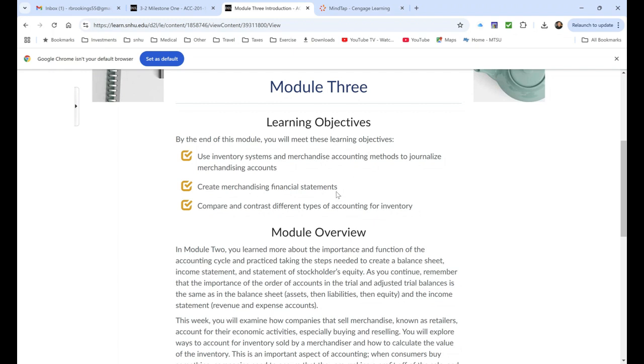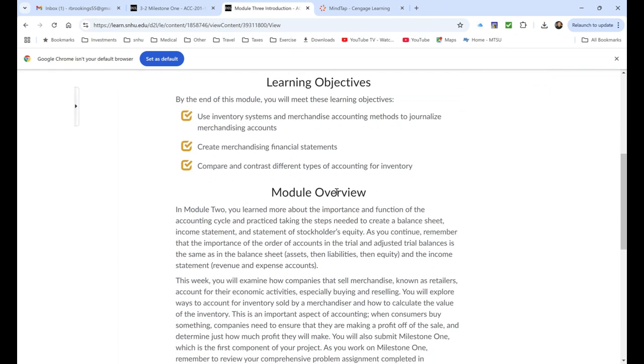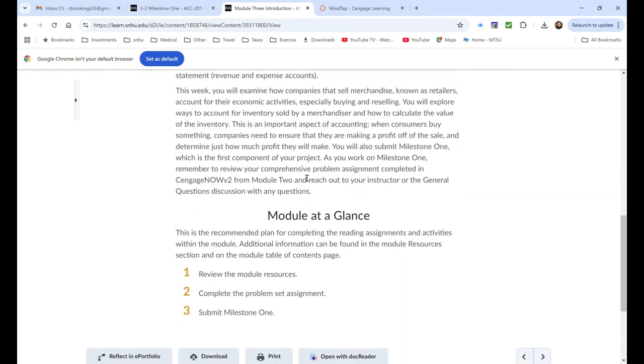So, create merchandising financial statements. You should be able to look at that and know the difference between a service and a merchandise or a manufacturer. Compare and contrast the different types of accounting for inventory.